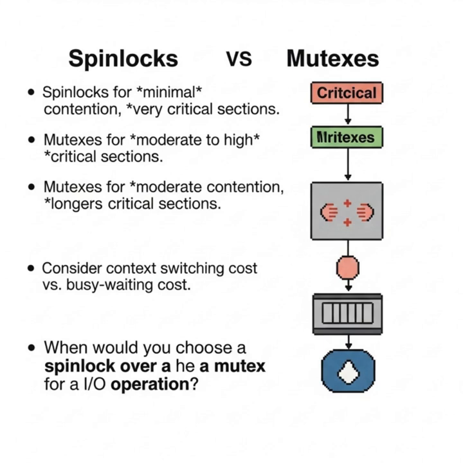By now, you should be able to define critical sections, understand the mechanics of both Spinlocks and Mutexes, and confidently choose between them. To test your understanding, when would you choose a Spinlock over a Mutex for an I/O operation?